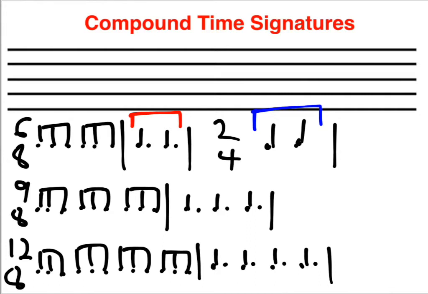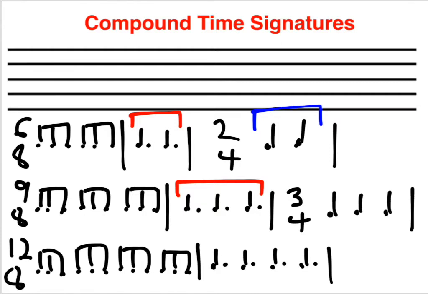For your 9/8, that's your 3 dotted crotchet beats in a bar. The simple time signature equivalent would be 3/4, except now the beats are just ordinary crotchets. 3 crotchet beats in a bar. And the 12/8, its equivalent in simple time signatures would be 4/4, 4 crotchet beats in a bar.